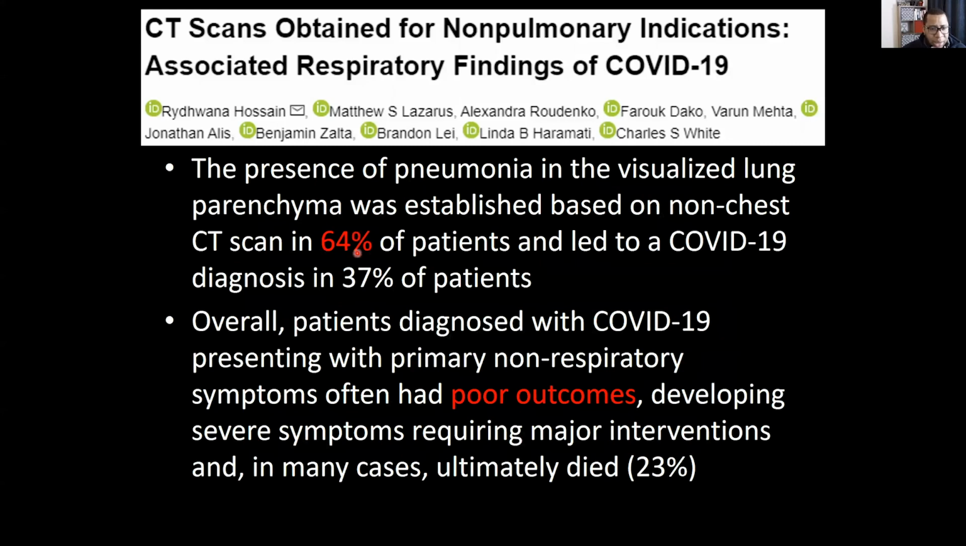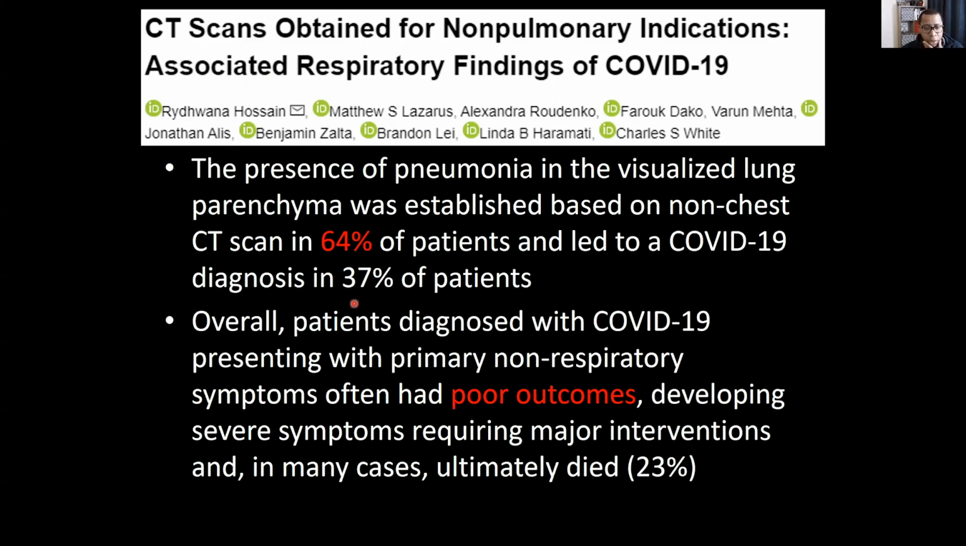So coming to an end here, this is a study that I was involved in, published in Radiology. We just looked at CT scans obtained for non-pulmonary indications. So patients came into the ED during the first wave of COVID, and we found that the presence of pneumonia in the visualized lung bases, like a CT abdomen, on a non-chest CT scan, in 64% of patients led to a COVID-19 diagnosis in 37% of patients.